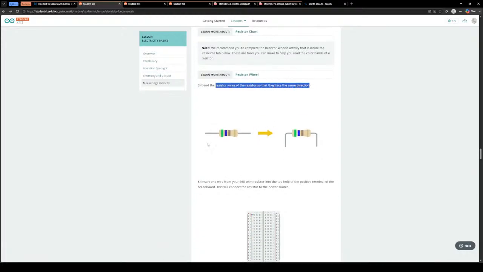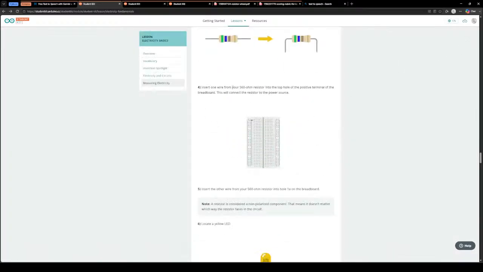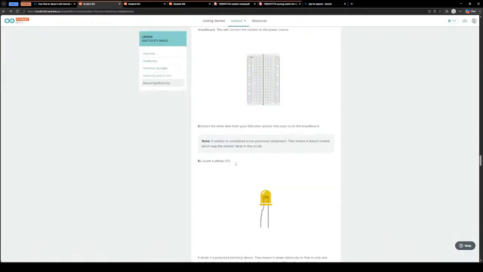Bend the resistors so they face the same direction. Insert one of the wires. Insert one wire from your resistor into the top hole of the positive. Check the wire.